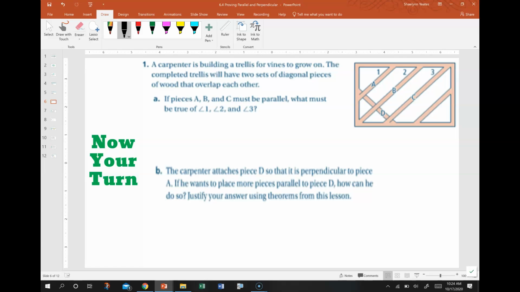Alright. So, I want you guys to try this one. It gives you a bunch of information, and then it wants you to say what has to be true about angle 1, 2, and angle 3. And then if they place D, what is it to the other pieces? Okay? I want you to think about that. This is a lot of structure. So like 1, 2, and 3, those are all on empty space. And then the stuff in pink is the lattice structure.